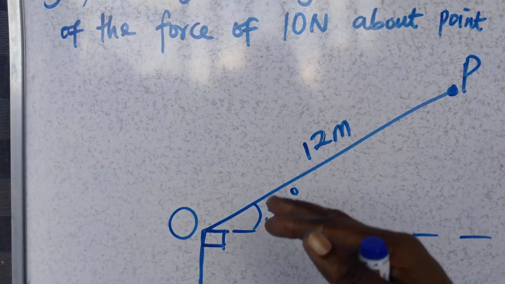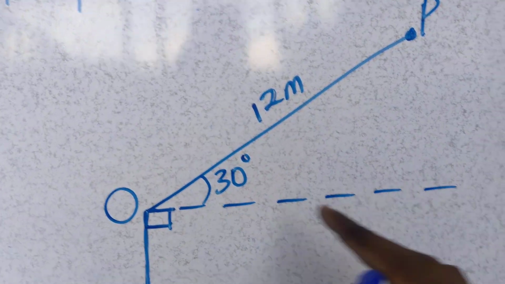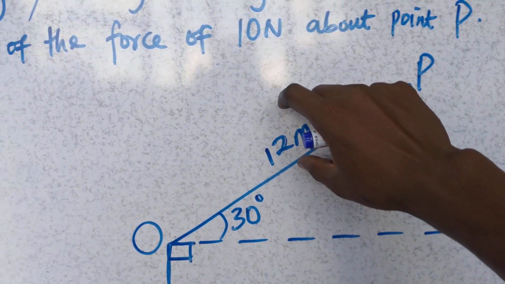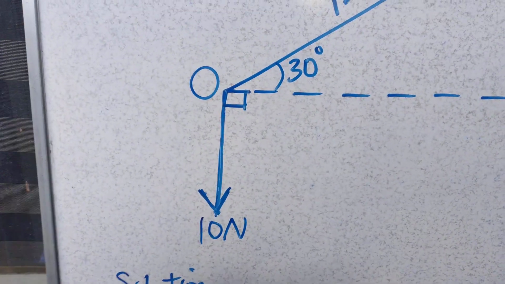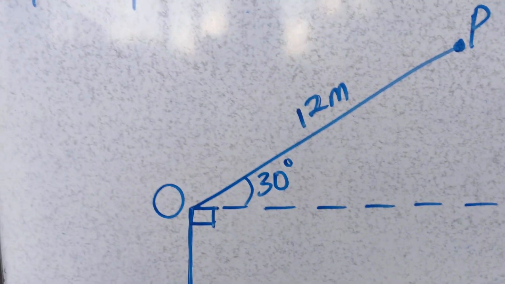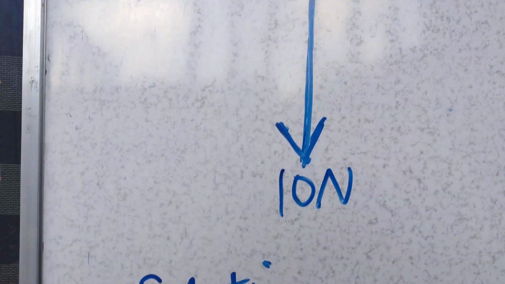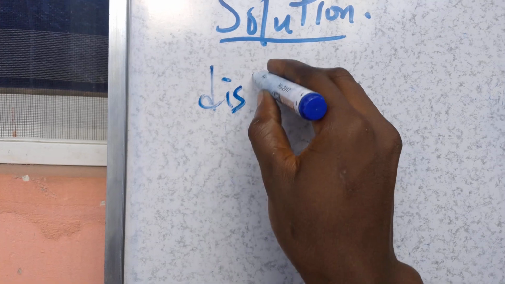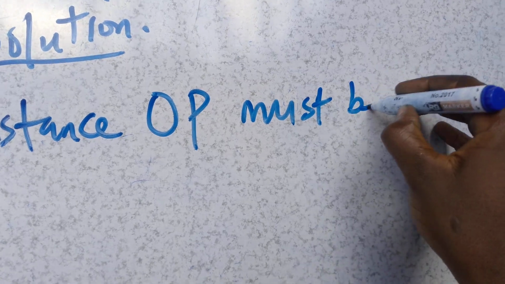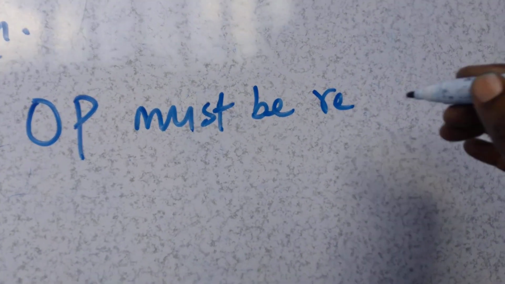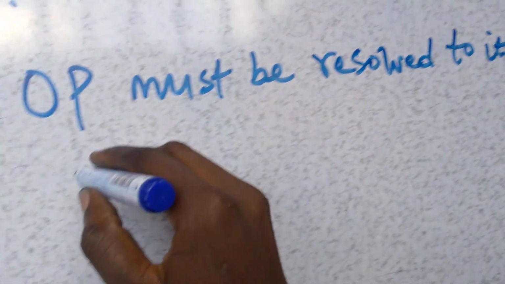So I explained earlier that this is a diagonal line, and the angle of inclination between the diagonal and this horizontal is 30 degrees. So this 12-meter distance must be resolved to a horizontal distance. We know that moment is force times perpendicular distance, so we must get the perpendicular distance of OP. Distance OP must be resolved to its perpendicular distance.